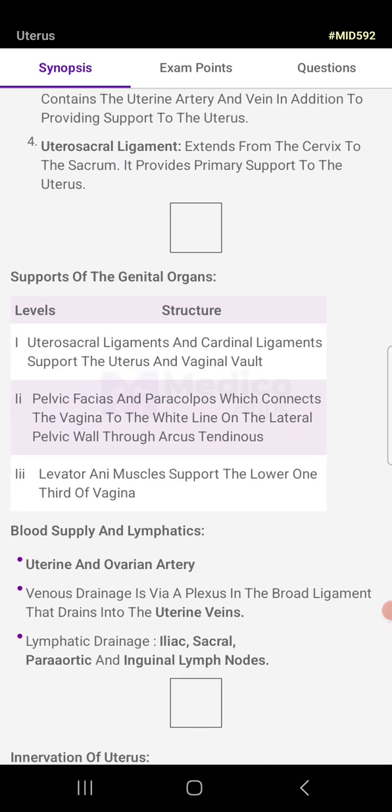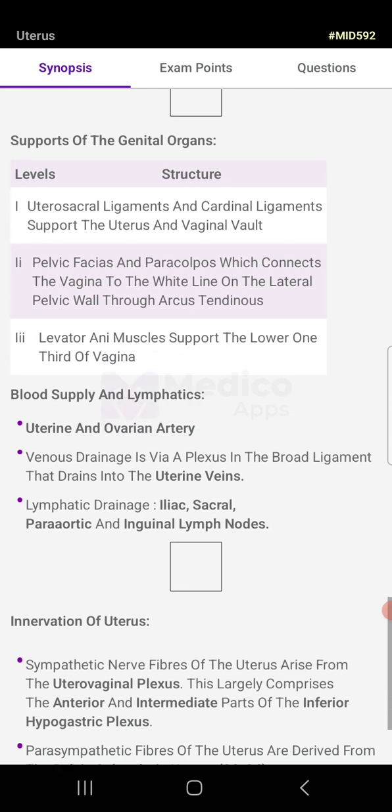Supports to the genital organs. Level structure: the uterosacral ligaments and the cardinal ligaments support the uterus and the vaginal vault. The pelvic fascia and the paracolpium connect the vagina to the white line on the lateral pelvic wall through the arcus tendineus. The levator ani muscles support the lower one third of the vagina.